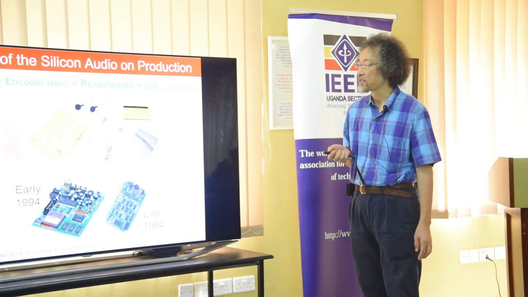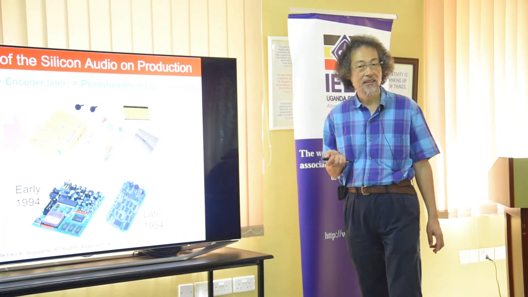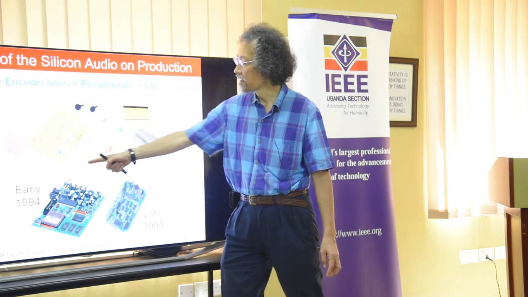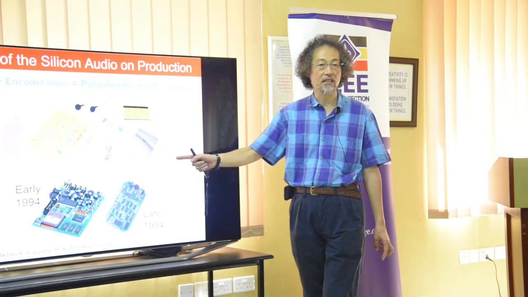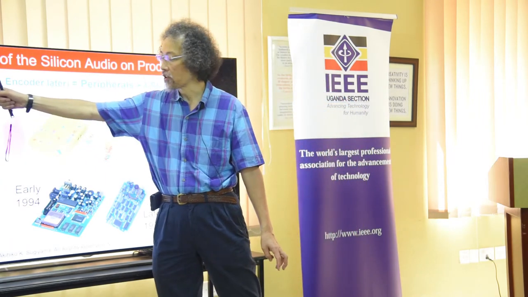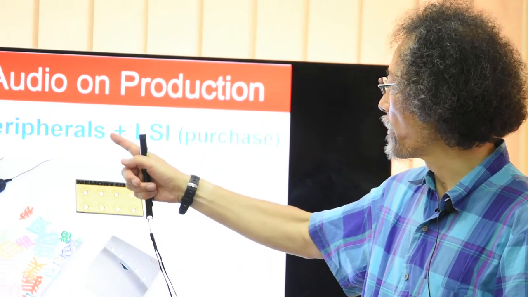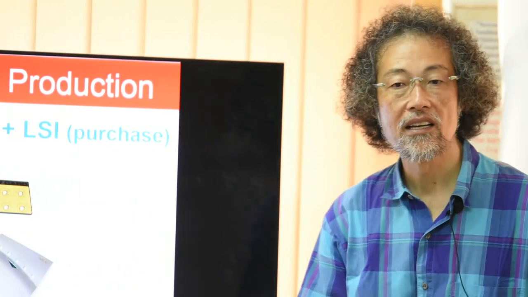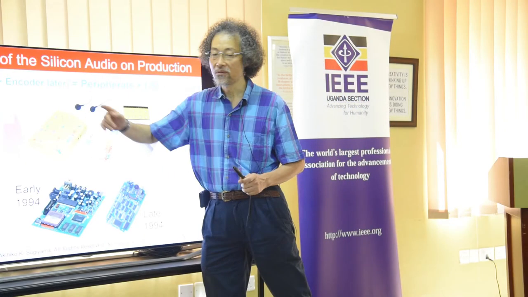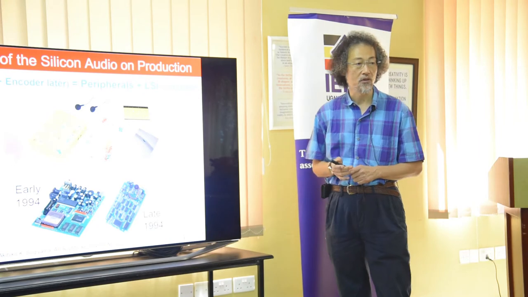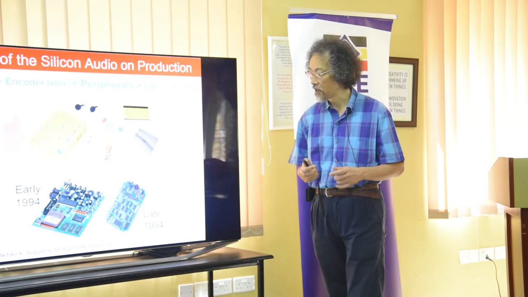Okay, so what is the impact of the silicon audio on production? All right, so this is the Sony Walkman, and we developed all these. Now, the decoder is much simpler because it's based on the old digital technology. You need only a decoder, comprising only peripherals and also one LSI, a decoding LSI, which can be purchased from the market. So it's very simple. We wanted to have an encoder too, but it was not possible to perform encoding and decoding in a single chip in those days because of the constraint of the number of processings.